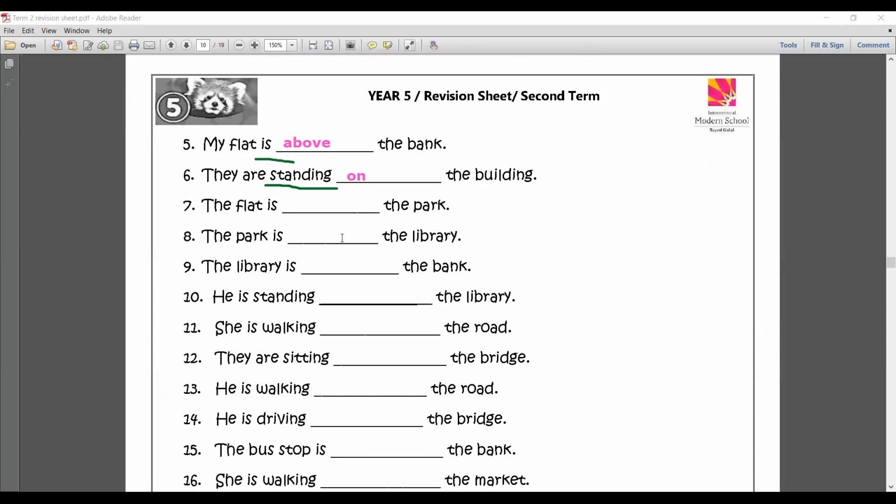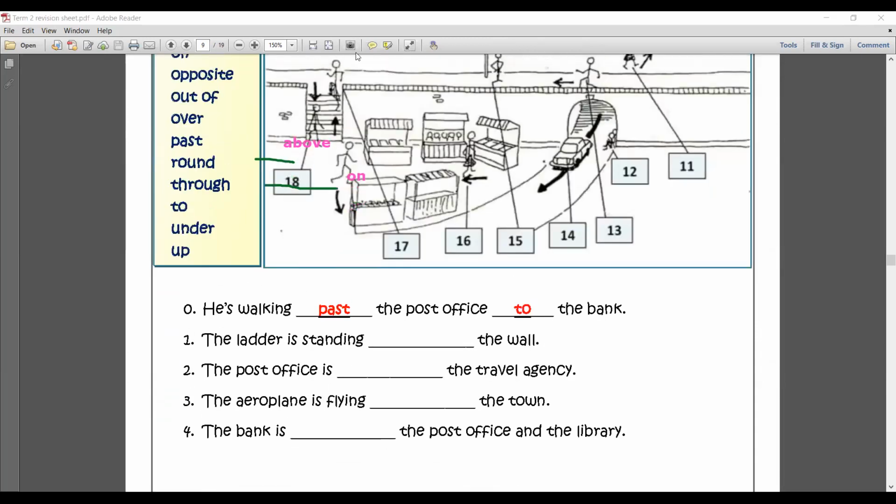But what about is flying? Is flying is a verb of movement. So that's why we used over. We did not use above. We didn't use on. We used over because over is a preposition of movement, so we're using it with a verb of movement too.